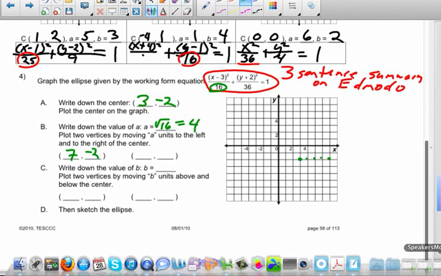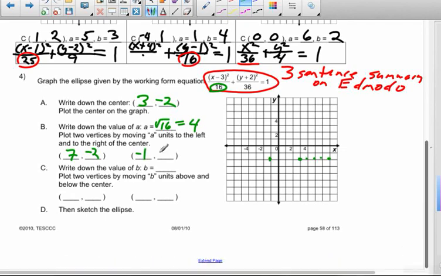And then I go for my center, and I'm going to move 4 units to the left. I'm going to subtract 4 from 3. That will be 1, 2, 3, and 4. So we're going to end up at a -1. I'm going to have -1, -2.